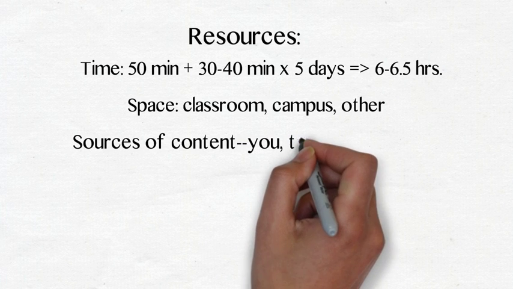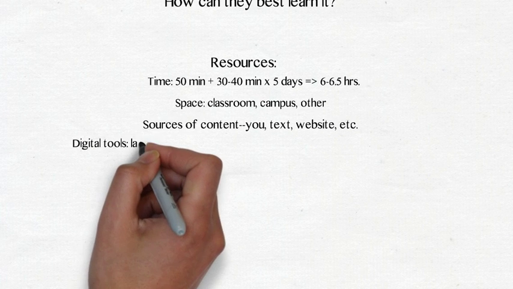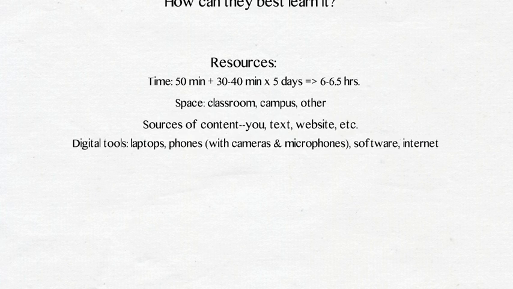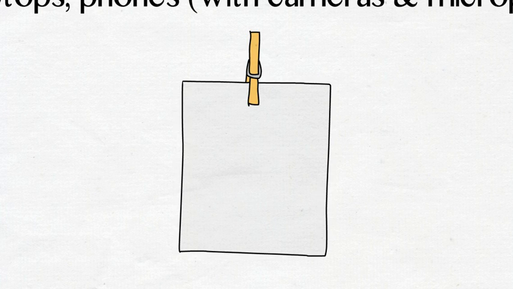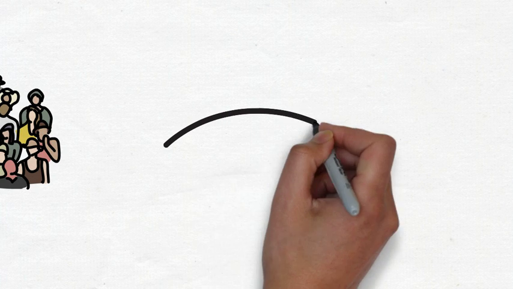There's sources of content. You, a text maybe, a website, other possibilities. There are digital tools, laptops and phones, and they have cameras and microphones in them, software packages, the vastness of the internet. You can list the tools that might be relevant to this unit. And having identified those resources, you ask a key question. How can these resources be assembled to best help students meet the learning goals you've identified?